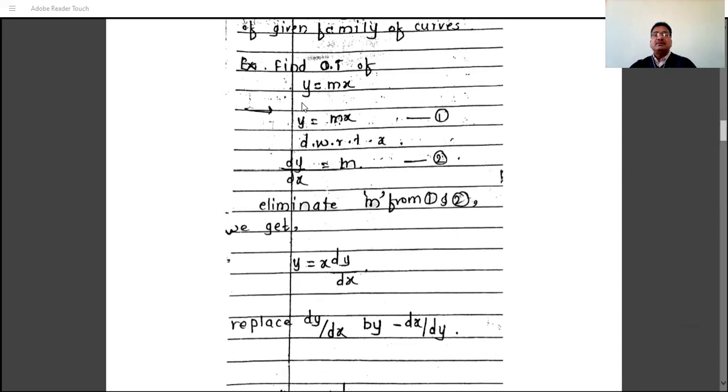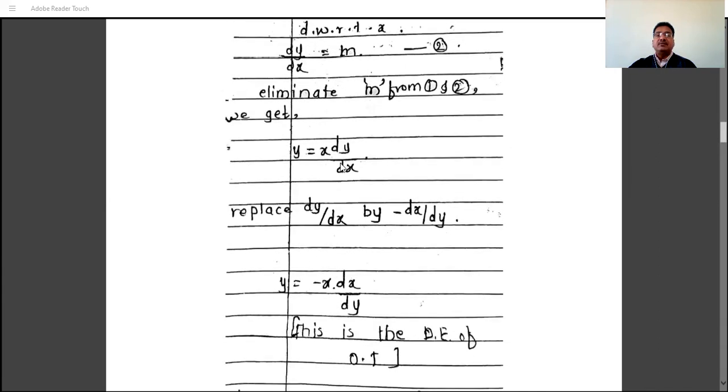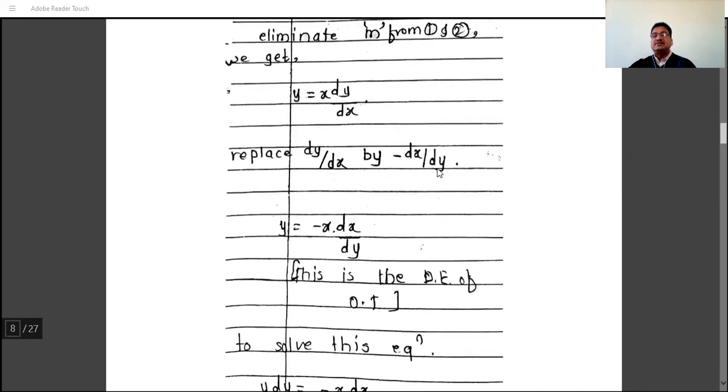So what is the procedure? y is equal to mx is the given equation, equation 1. We differentiate with respect to x. m is the parameter or arbitrary constant, and there is only one constant, so differentiate once, the first order derivative. dy by dx is equal to m, and then eliminate m from equations 1 and 2. So substitute m as dy by dx in equation 1. So we have y is equal to x dy by dx, and then replace dy by dx by minus dx by dy.